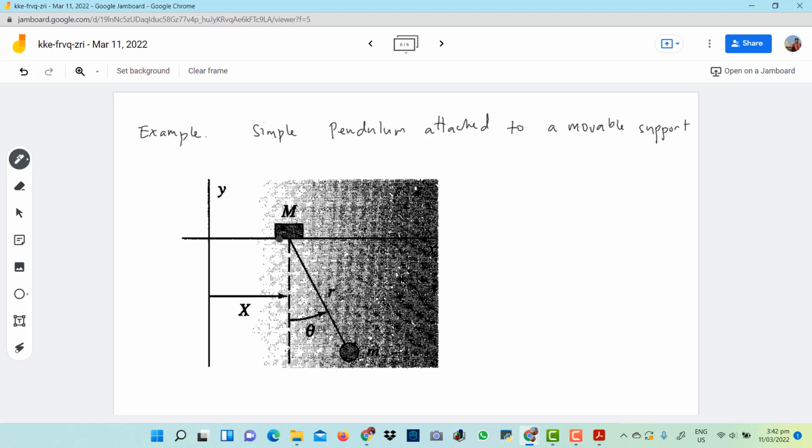Okay. That's not quite it, Juliana, but you are correct with this one. This one is fixed R. So, this is one equation of constraint. Okay, that's right.